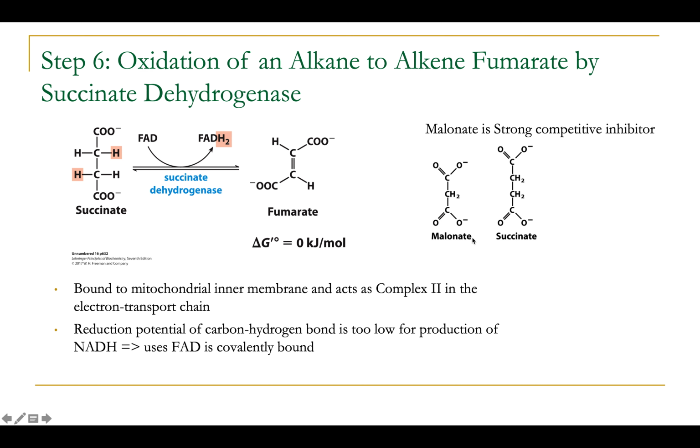An interesting fact is that the succinate dehydrogenase can be very efficiently competitively inhibited by a very similar compound, malonate, which compared to succinate has one fewer methylene carbon. And this is used in pharmacological inhibition studies of the electron transport chain function, where you can efficiently block the flux of electrons through complex 2.